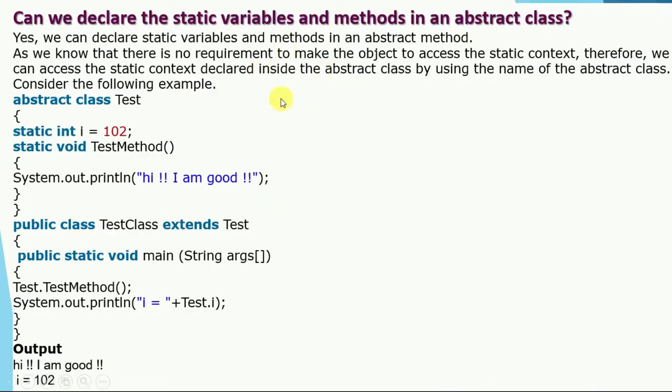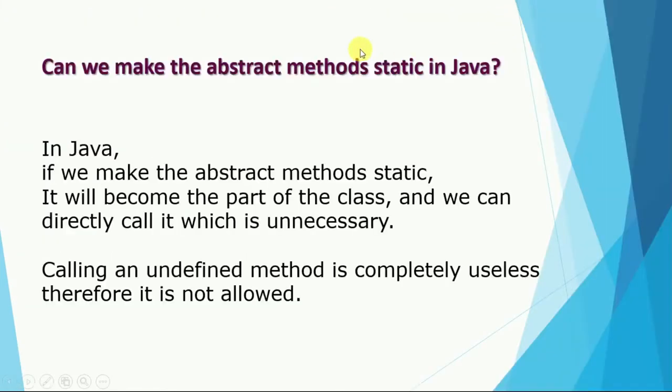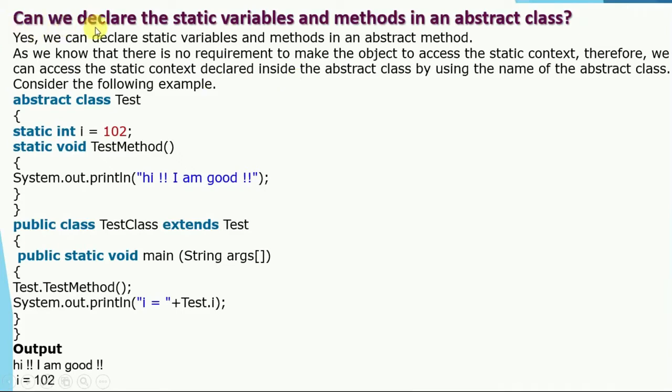Now we discuss, can we declare static variables and methods in an abstract class? We are trying to understand this with the help of an example. Yes, we can declare static variables and methods in an abstract class. As we know, there is no requirement to create an object to access the static context, therefore we can access the static context declared inside the abstract class by using the name of the abstract class.